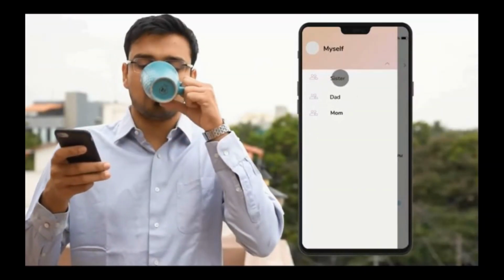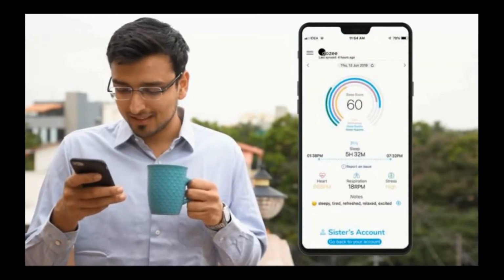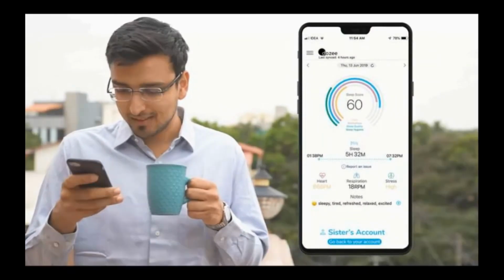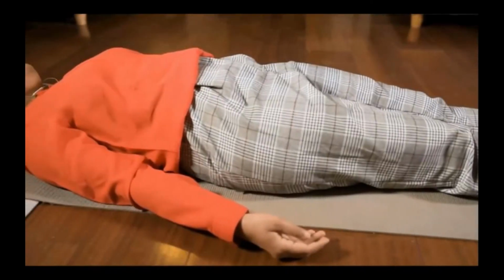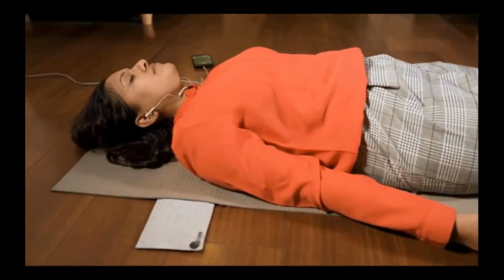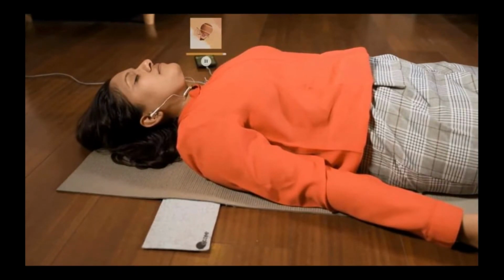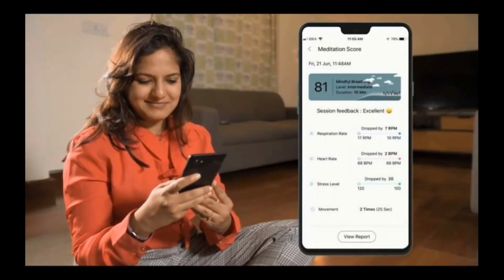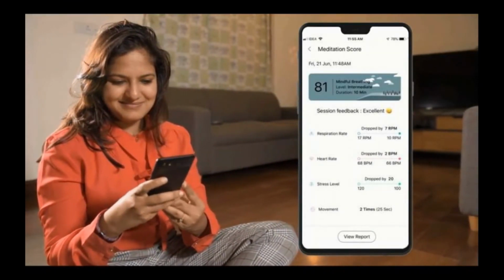You can share your health profile with your family and caregivers so that they know how you're doing. Besides keeping track of your health, Dozy also helps you to actively improve it with personalized tips from experts. Dozy also comes with a guided meditation feature and sleep library that can help you to de-stress and fall asleep faster. And for the first time ever, you can measure how impactful your meditation session was to improve your practice further. With Dozy, taking care of your health is as easy as sleeping.